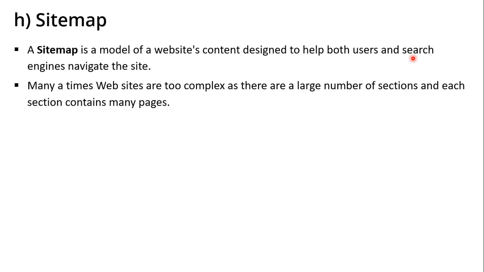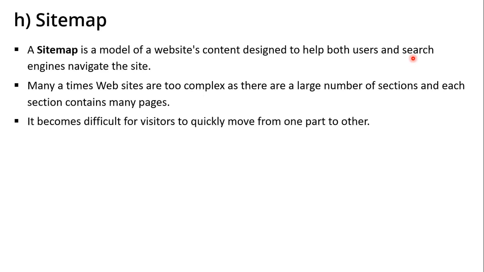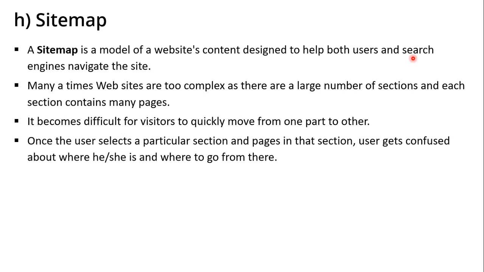Okay, so you have to provide the proper navigation. This is known as a sitemap. It becomes difficult for visitors to quickly move from one part to another. If you provide proper navigation, then the user can move from one page to another page easily. Once the user selects a particular section and pages in that section, the user gets confused about where he or she is and where to go from there.